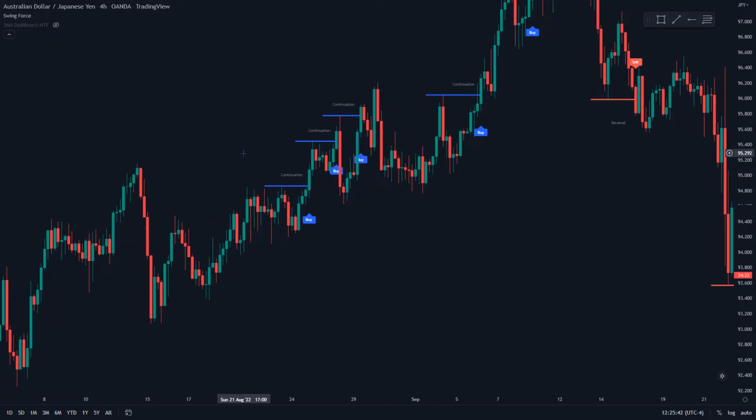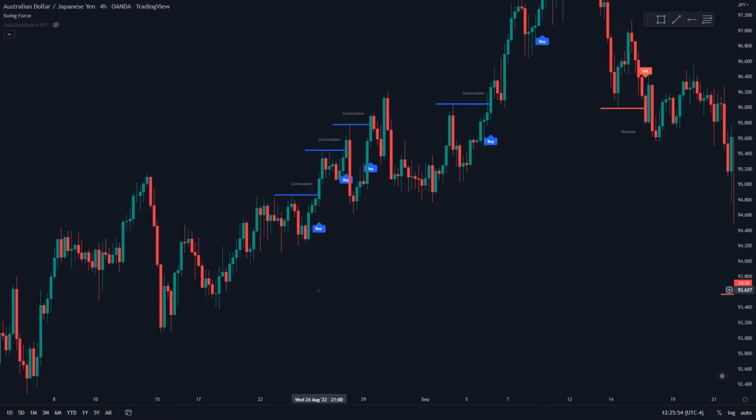In this one, we're going to go over our swing force indicator. As you can see up here, I've got the Australian dollar and Japanese yen 4-hour chart. The swing force indicator is a great tool to just see the anatomy of a trend, and it works on all time frames.